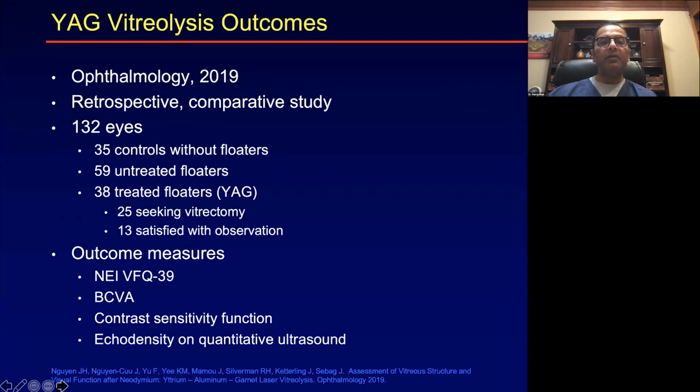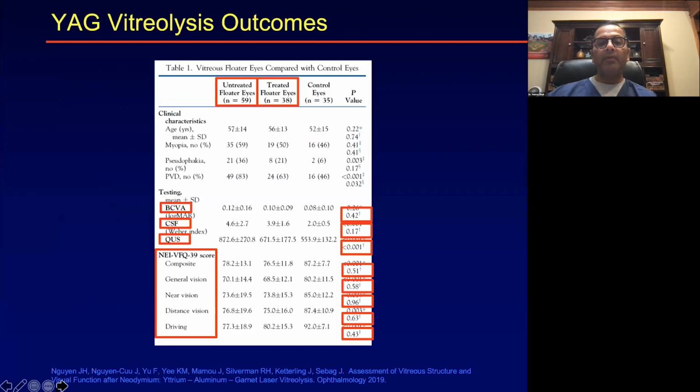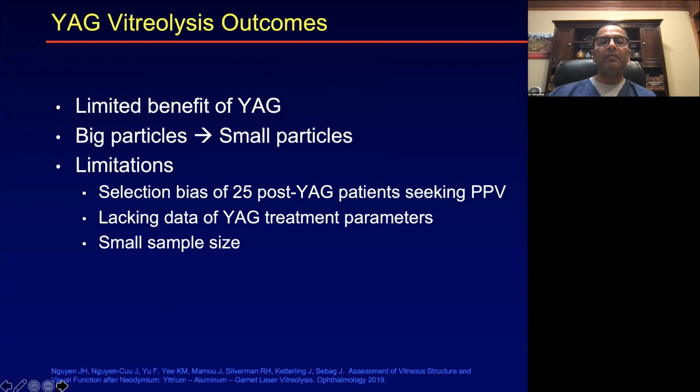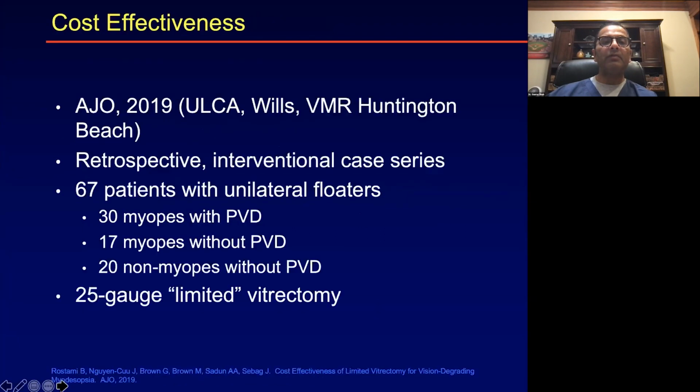This was another study in 2019 of 132 eyes, and these are the different outcome measures. And in interest of time, I'm not going to go through all of these, but basically showed that there's a limited benefit of YAG for these patients. Certainly, if that's all you have and you want to attempt this, I don't think there's any danger in doing this, but you have to remember that it is not always as successful as we think for moving a Weiss ring back and forth.